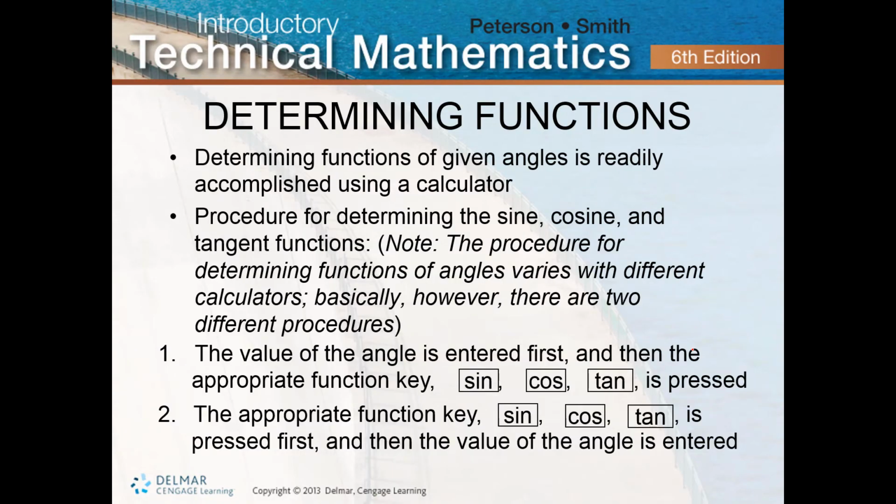Determining the function of the given angles is readily accomplished using the calculator. Procedure for determining the sine, cosine, and tangent functions. Note the procedure for determining functions of angles varies with different calculators, and I'll have a little video cutting in somewhere around here to talk about that. The value of the angle key first entered and then appropriate key function is pressed. That's one type of calculator. The other, the appropriate function key, is pressed first and then the value of the angle is entered. That's your main two types.